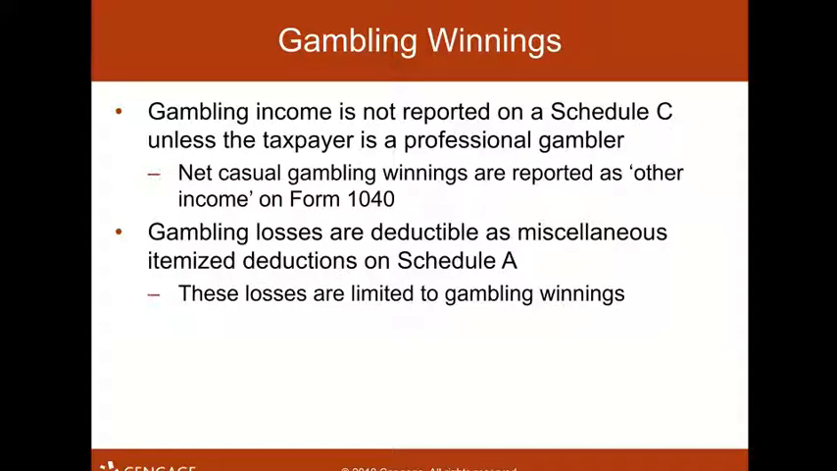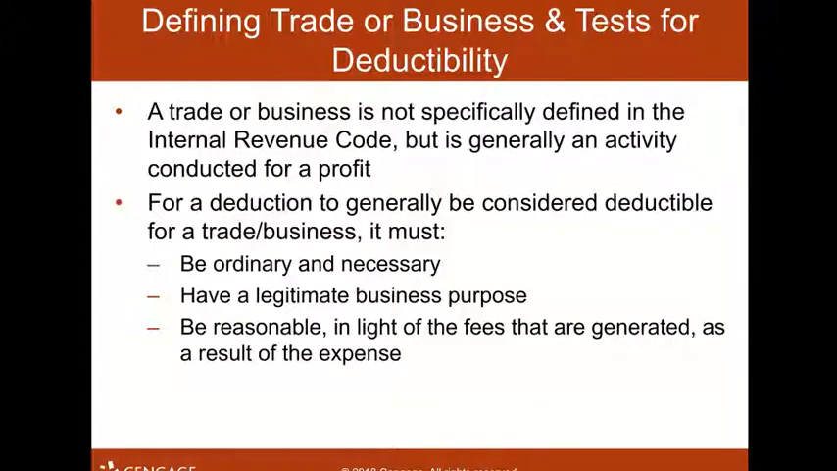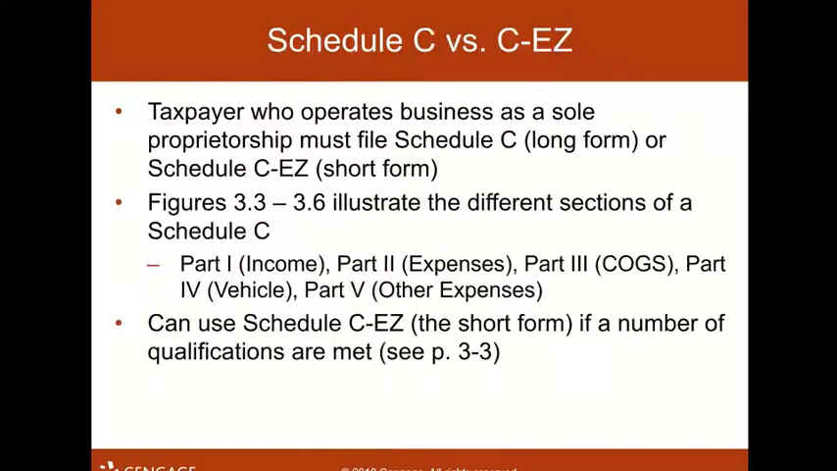Gambling losses are deductible as a miscellaneous itemized deduction on Schedule A, and these losses are limited to gambling winnings. This is mainly related to the condition about reasonableness. Sorry, the losses are limited to the income that is generated. So this is mainly to make sure this test of reasonableness is met. Okay.